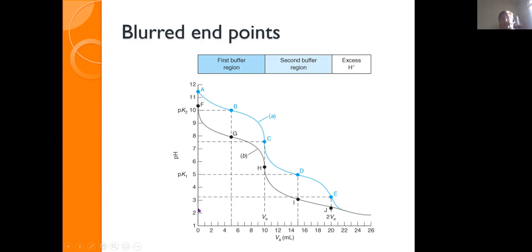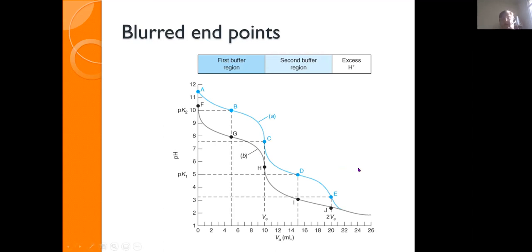You can see it go to almost 2, and we're not seeing much more of a drop in pH when we add more acid to the solution, more strong acid. So that's one situation. You can see the same situation if you're titrating an acid with a base. If the final fully deprotonated base is similar in strength to the diluted titrant, you will see the same type of blurred endpoint at the end of a titration curve that goes up instead of down.